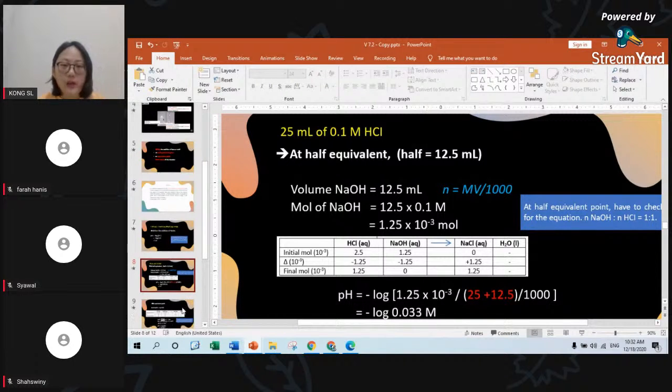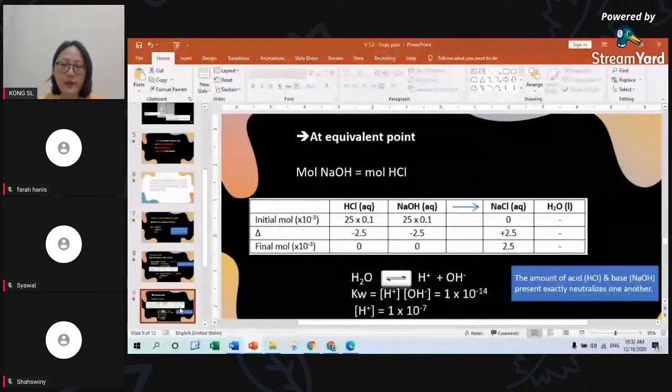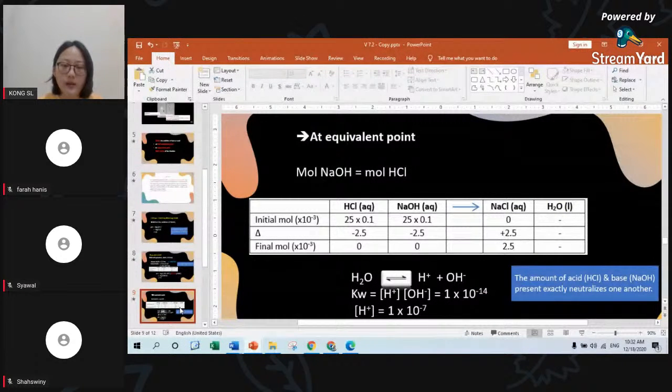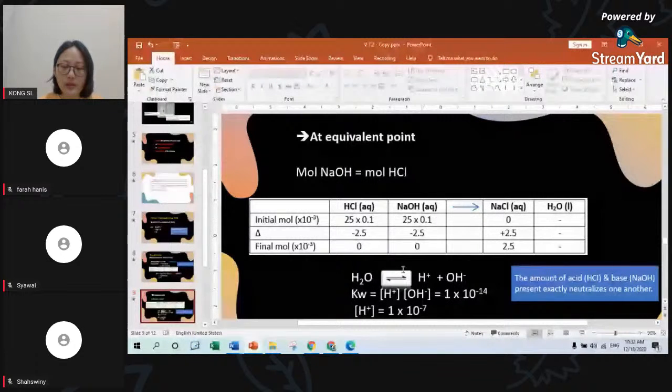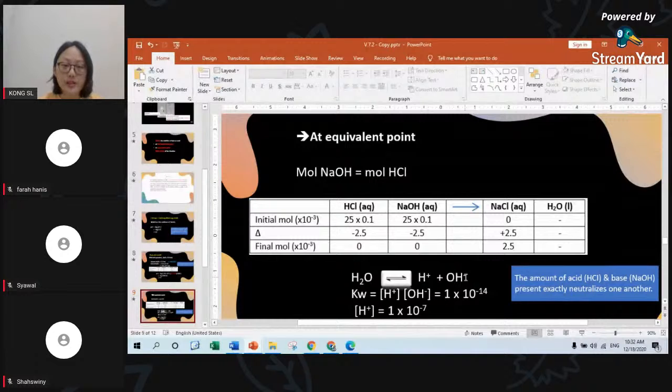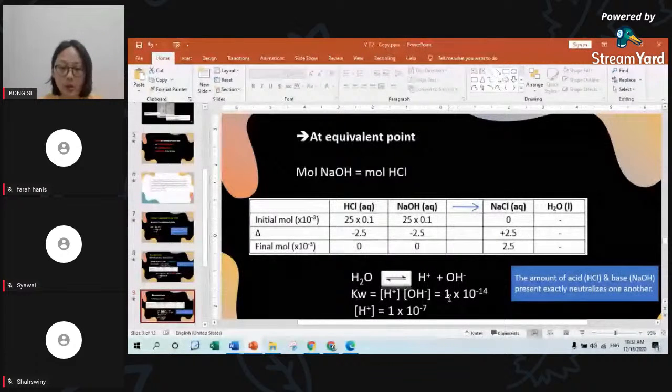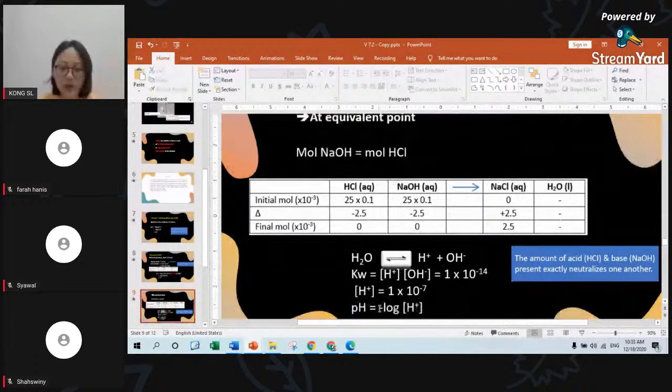Okay, if an equivalent point means completely react for the reaction between acid and base, meaning that there is no more acid or no more base, so remain salt and water. So in this case, you just write down water dissociates into H plus and hydroxide. So this one you have to refer to Kw, which is the equilibrium constant. At this point, the concentration of H plus and the concentration of hydroxide is equal, is 1 times 10 to the power of negative 7. So pH equal to negative log H plus, so equal to 7.